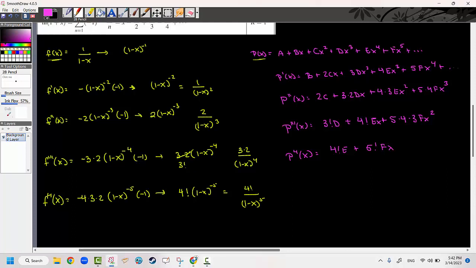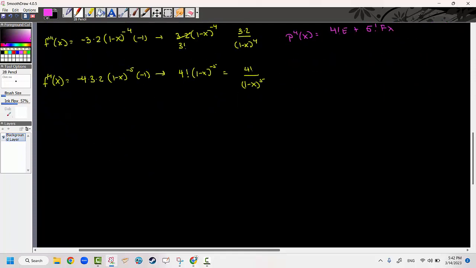Okay, so what I'm going to do next is make the associations now. Remember, f of x I'm going to associate with p of x, f prime to p prime, f double prime to p double prime, and so on and so forth. Now I'm going to do this at x equals 0. So that means I'm going to find out what f of 0 is, f prime of 0, f double prime of 0, f triple prime of 0, f quadruple prime at 0.